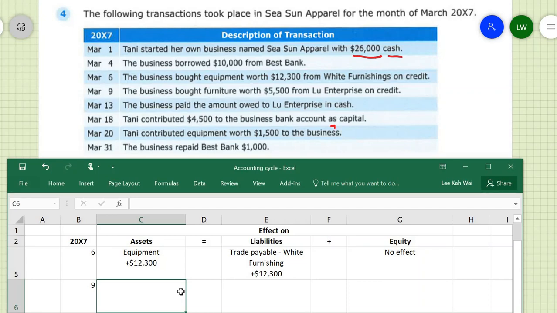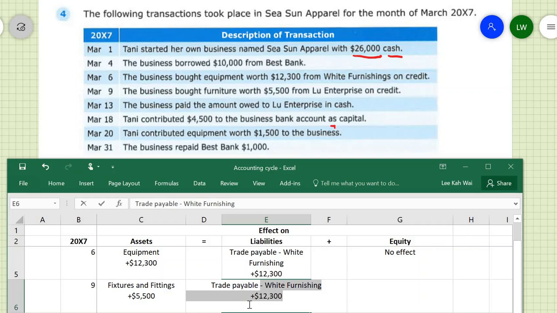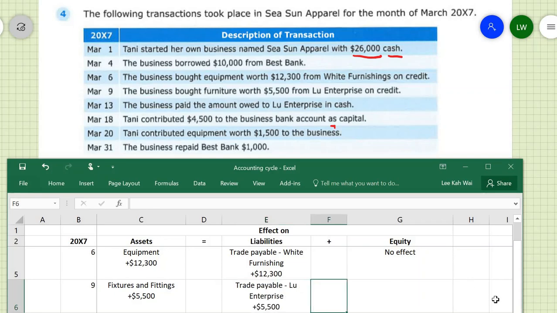Now let's analyze March 9. The business bought furniture. Again, the business will have acquired furniture worth $5,500. Now furniture is classified in a higher category known as fixtures and fittings. So there's a fixtures and fittings account, and the amount has increased by $5,500. This is provided on credit by Blue Enterprise. So for the same reason, we create a trade payable account, but this time the name of this trade payable is Blue Enterprise, that the business owes money to. The amount owed is $5,500, so the liabilities have increased by $5,500. We put a plus to recognize the increase. Again, no effect on the equity section.